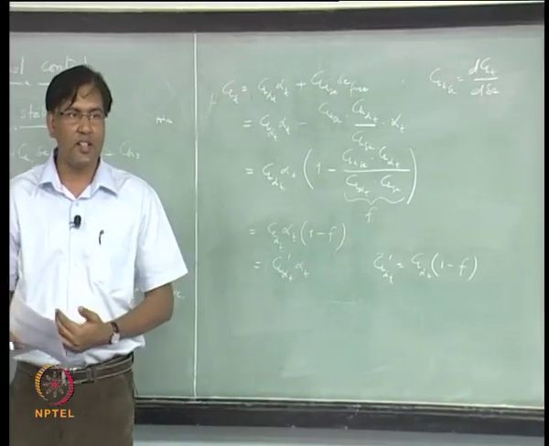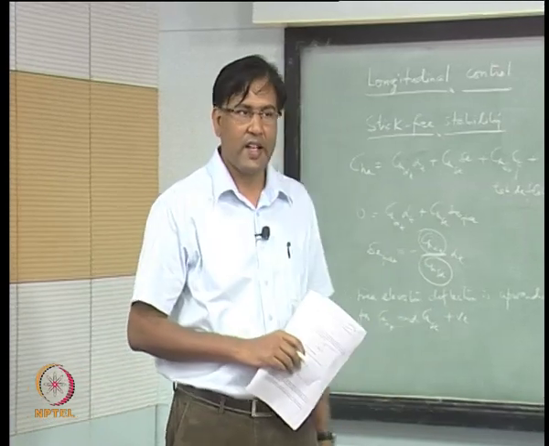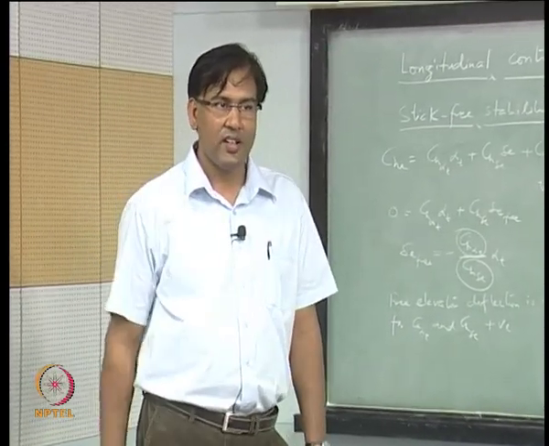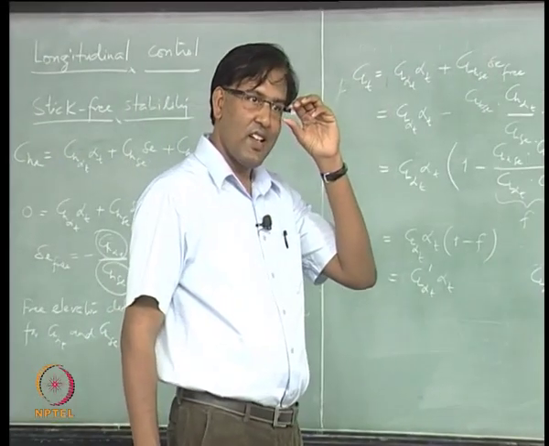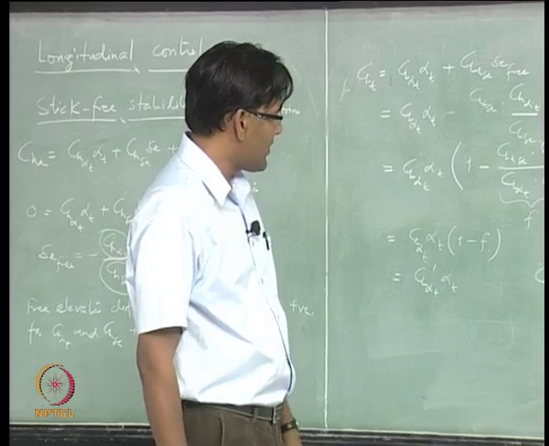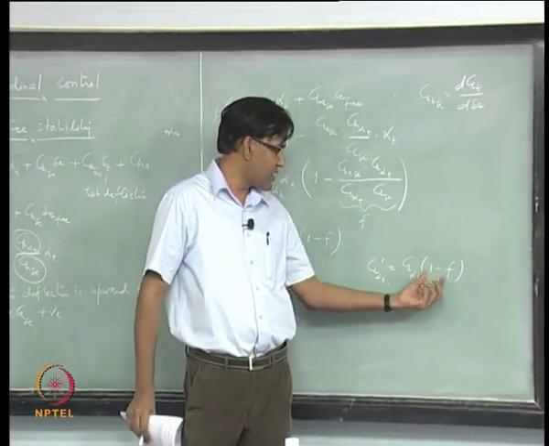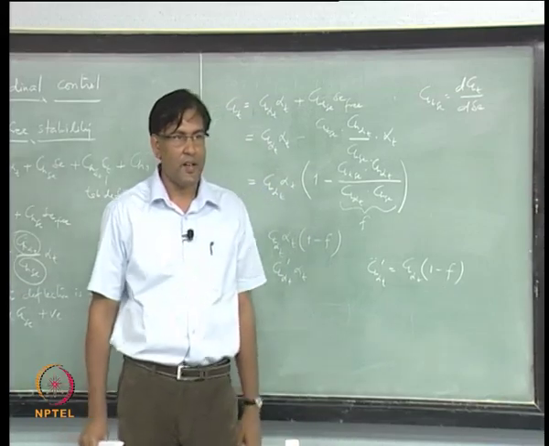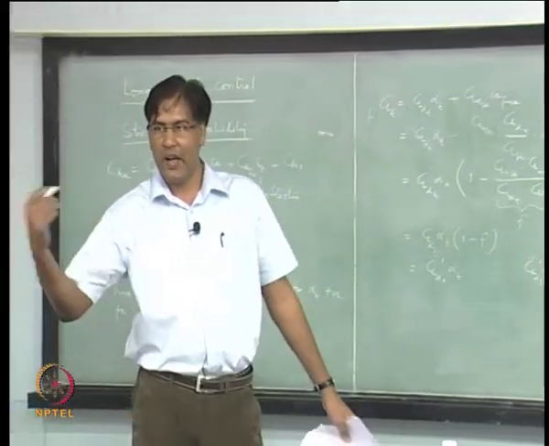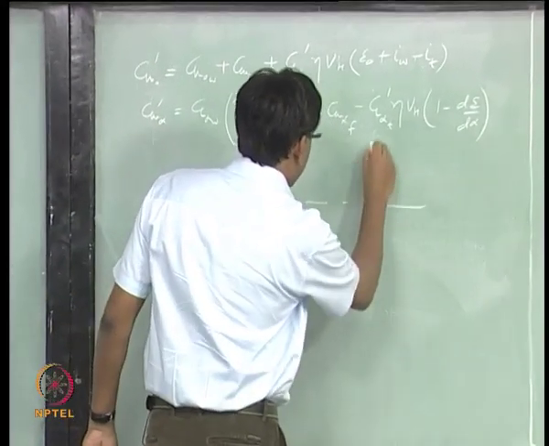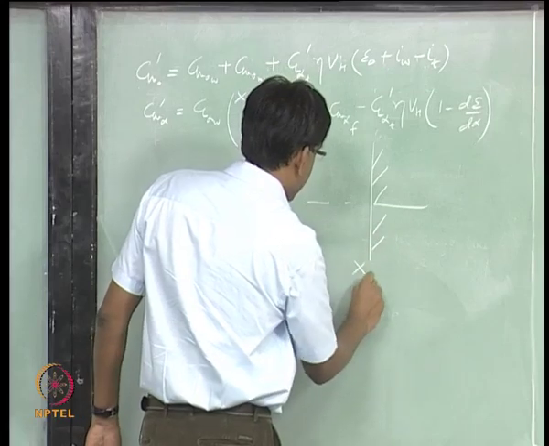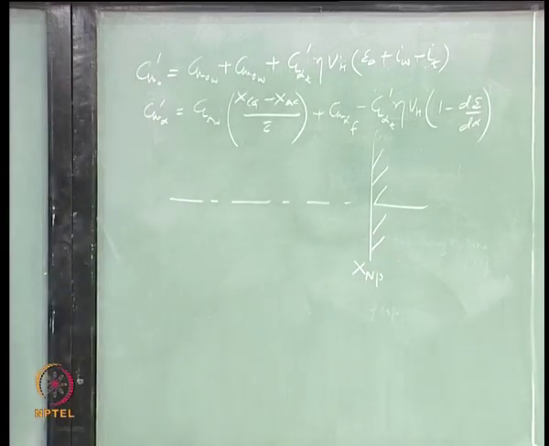If f is positive, then x np prime is going to reduce. If f is negative, this, right, so it will be going back, right. So, if I say this is my x np, the new x np is going to be depending upon what this f is, okay.